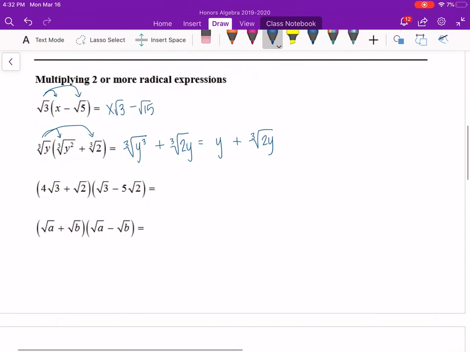Multiplying binomials, you've done before as well. We can also do that with radicals. So 4 times the square root of 9. I'll deal with that in just a minute. If you can deal with that right now, totally fine.